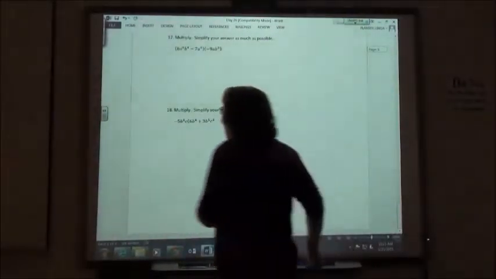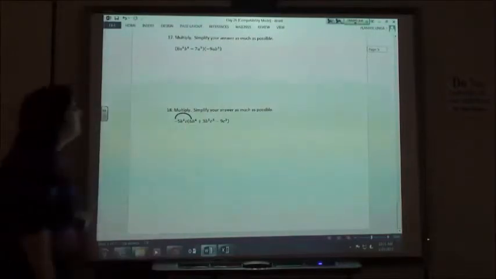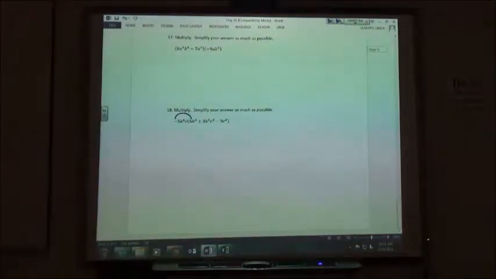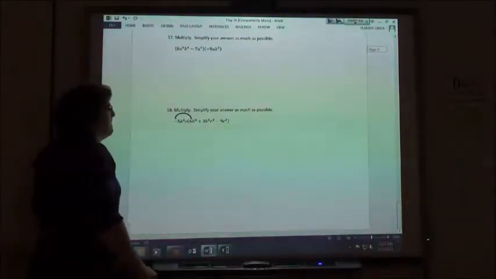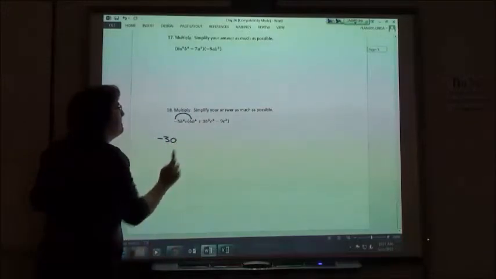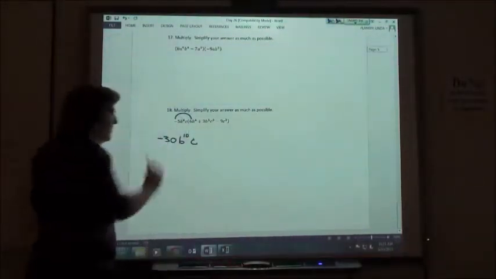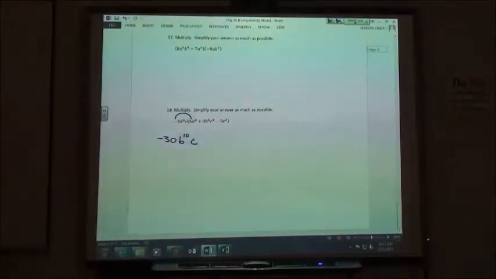And so number 18 made it just a little bit longer. First term, negative 5b to the 6th c times 6b to the 4th. Negative 30, b to the 10th, c. Negative 30, b to the 10th, c.